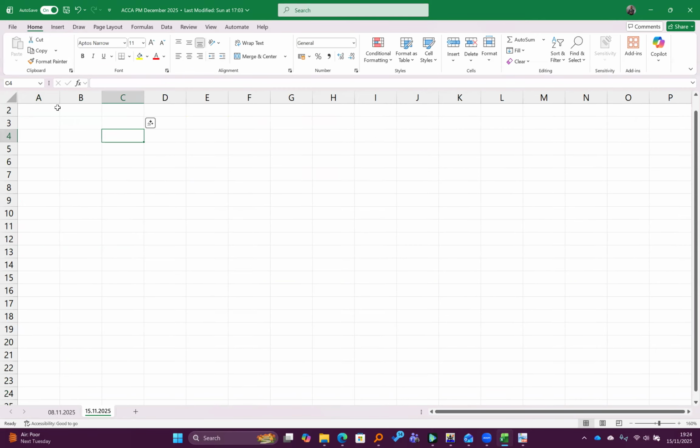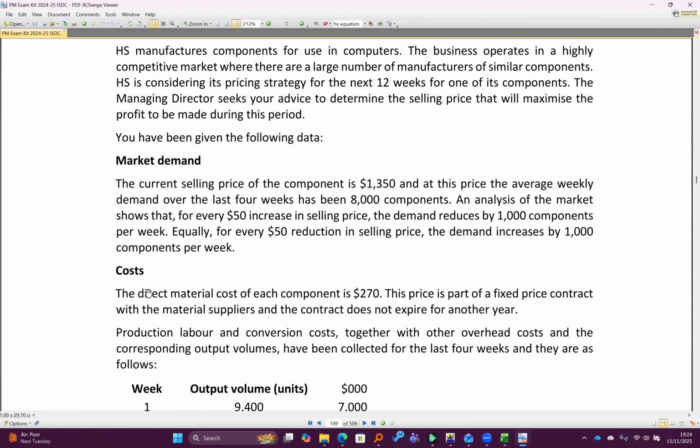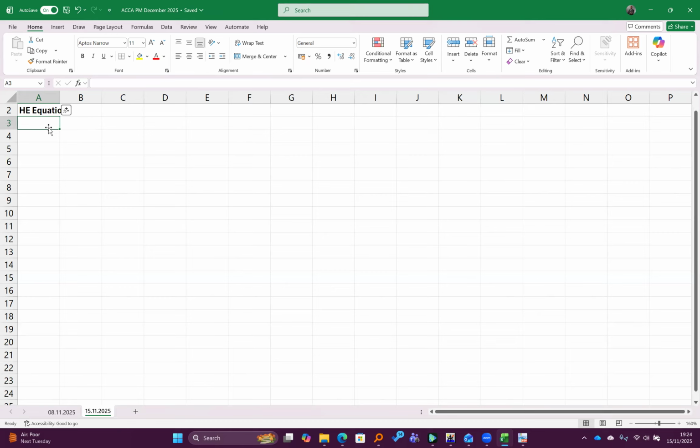Okay, so now the equation. So as I said, we have two sets of information. The one is demand, the other one is cost. So we can get the price, the price demand equation. So it's usually written as price is equal to A minus BQ. So that's the price demand equation.